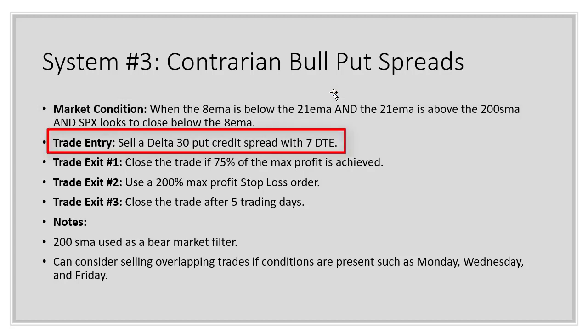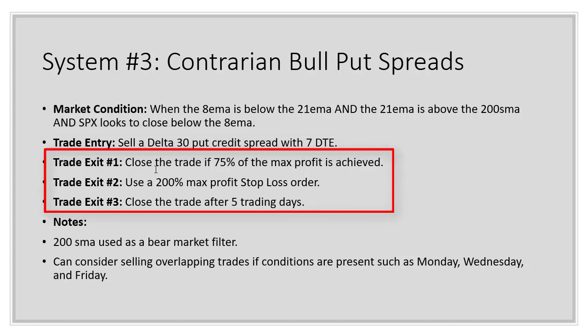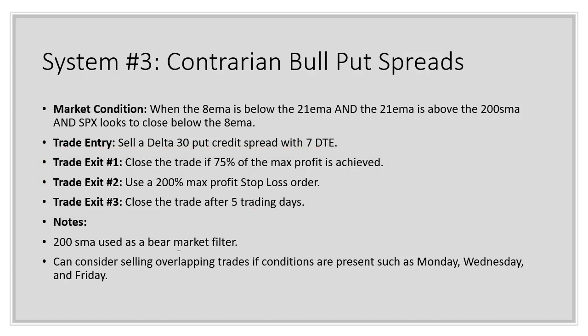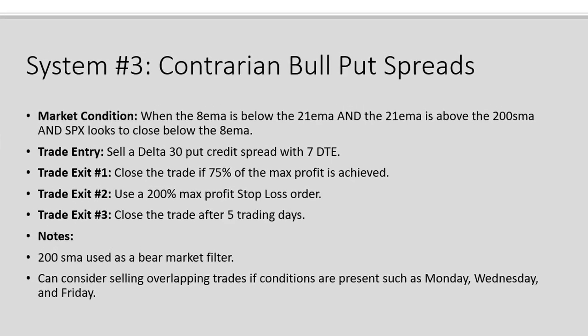We're going to, again, sell a delta 30 put credit spread. This time we're going to look at taking 75% of the max profit, and again, a 200% max profit stop loss, and close the trade after 5 days. We're using the 200 as a bear market filter again, and consider selling overlapping trades. So let's look at this one.